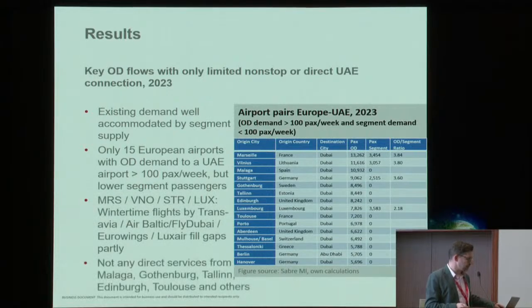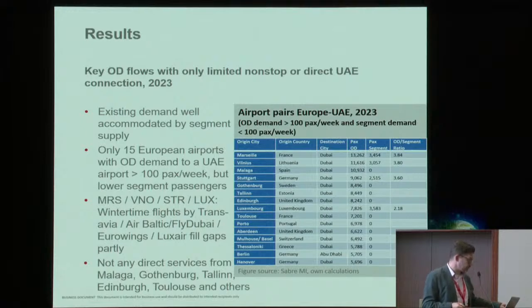Then we also looked at key origin destination flows with only limited non-stop or direct UAE connections. And we defined this as follows. We look at the OD demand and at the direct flight supply, and we look at airport pairs where OD demand is more than 100 passengers per week, points from where more than 100 people would like to fly to Dubai or to Abu Dhabi every week, but where segment passengers are below 100 passengers per week.